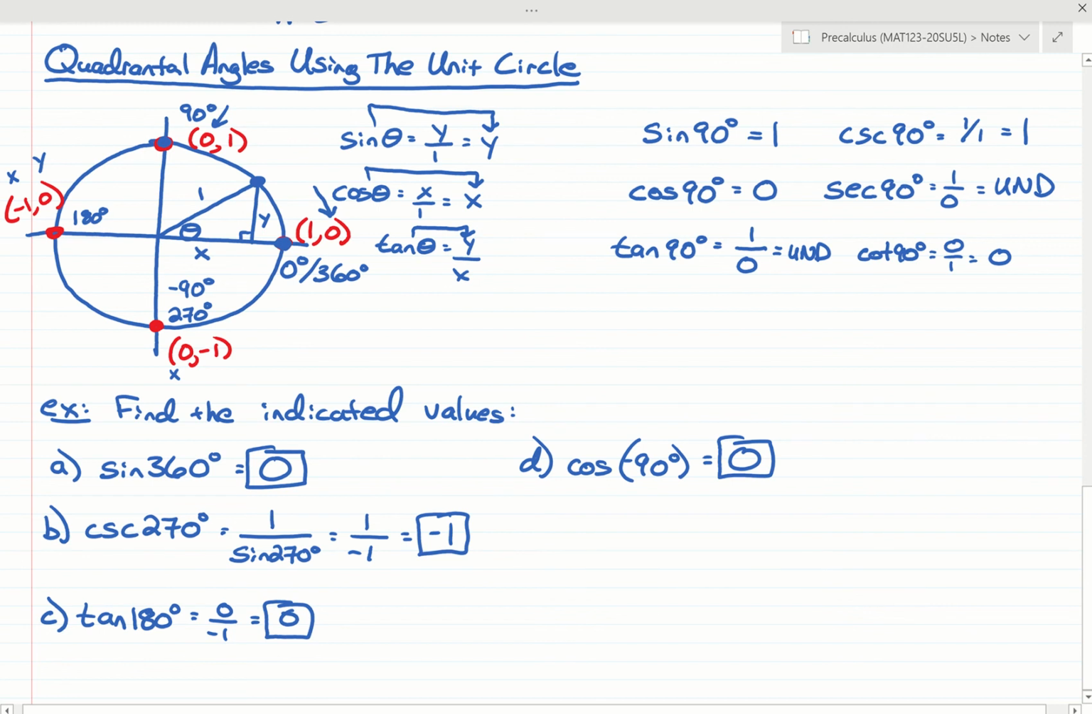What about the cotangent of 0 degrees? The cotangent of 0 degrees, well, that would be 1 over the tangent at 0. Tangent's y over x. So 1 divided by 0 over 1 is 1 times 1 over 0, or undefined.